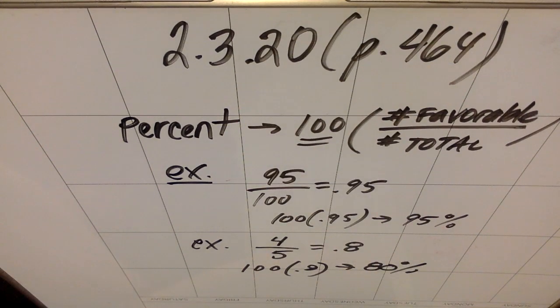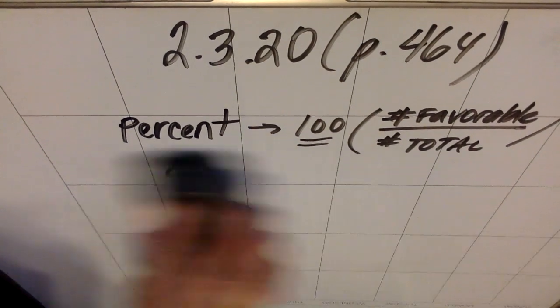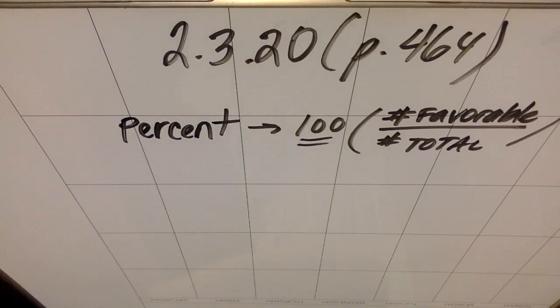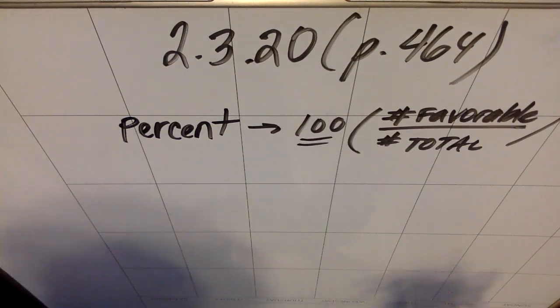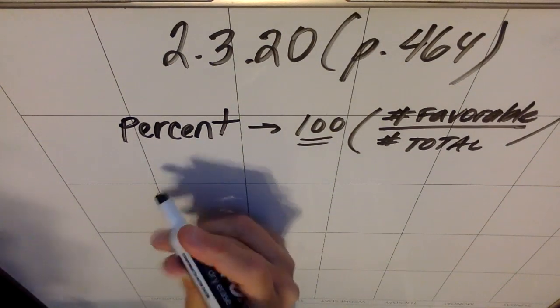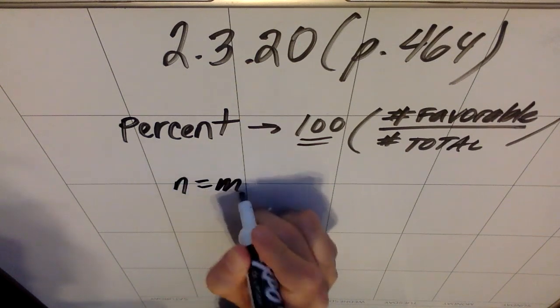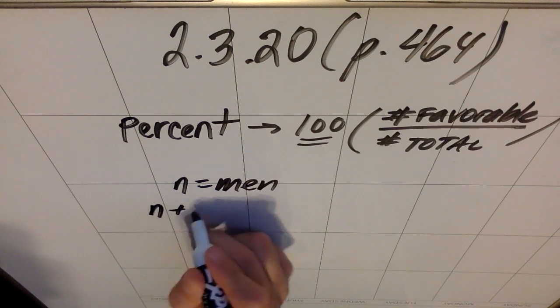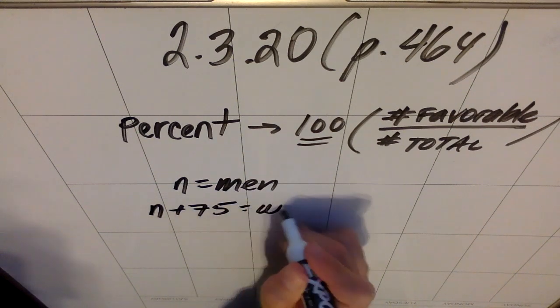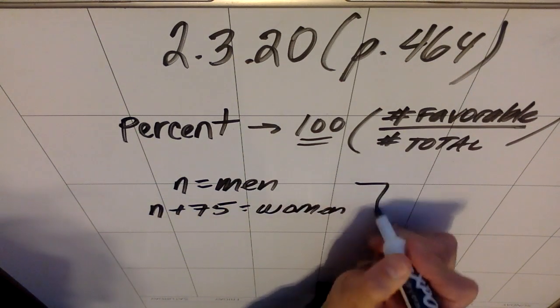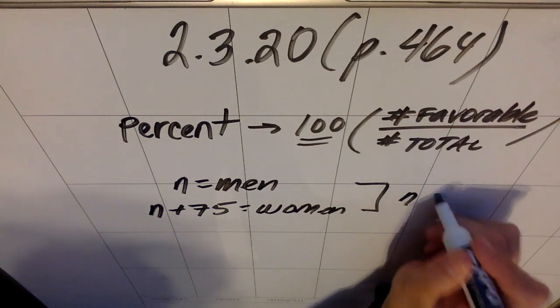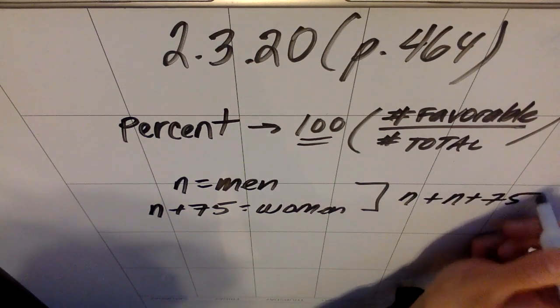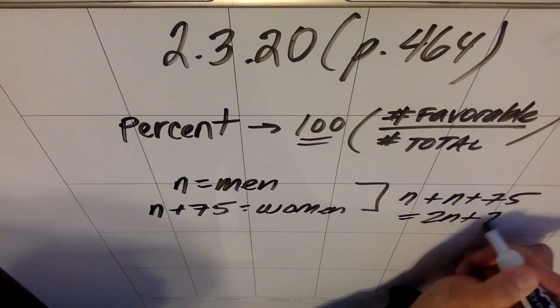All right, so let's now take that information and figure out what we want. We want the percentage of the number of men. So here's what we know. There are n men at the college, and there are 75 more women, which means that there are n plus 75 women. What that means is that the total people at the college is n plus n plus 75, meaning it's 2n plus 75.